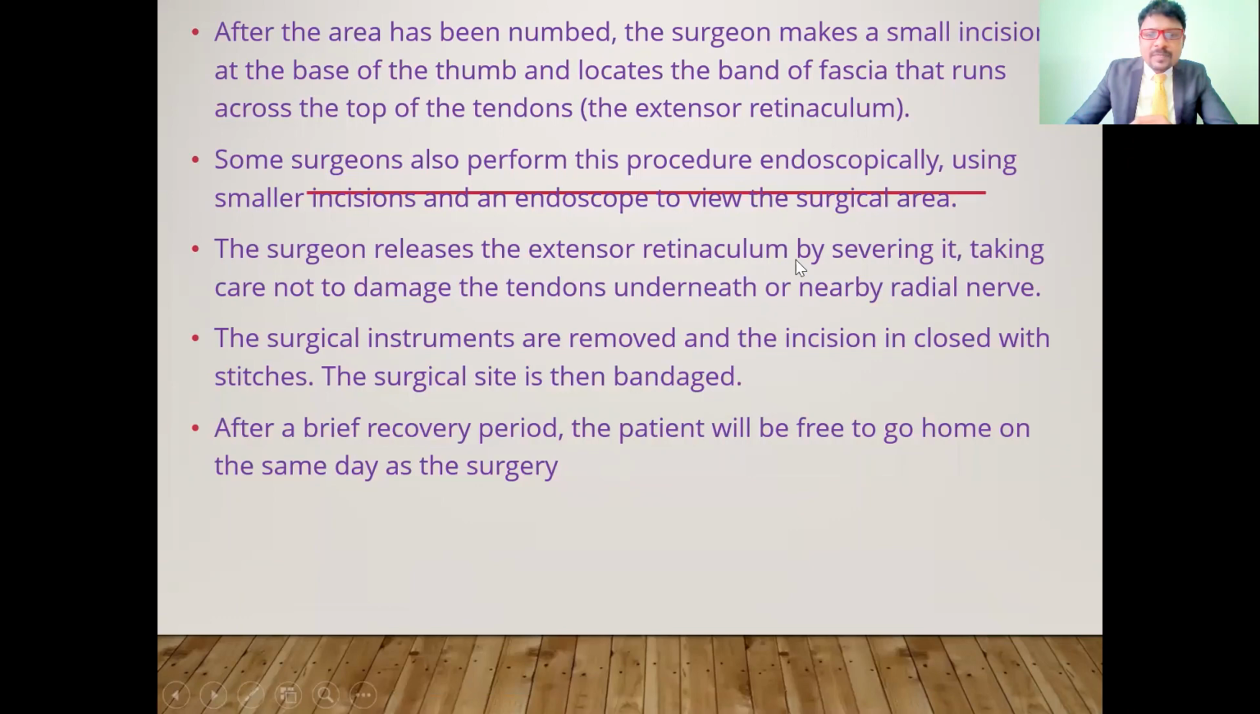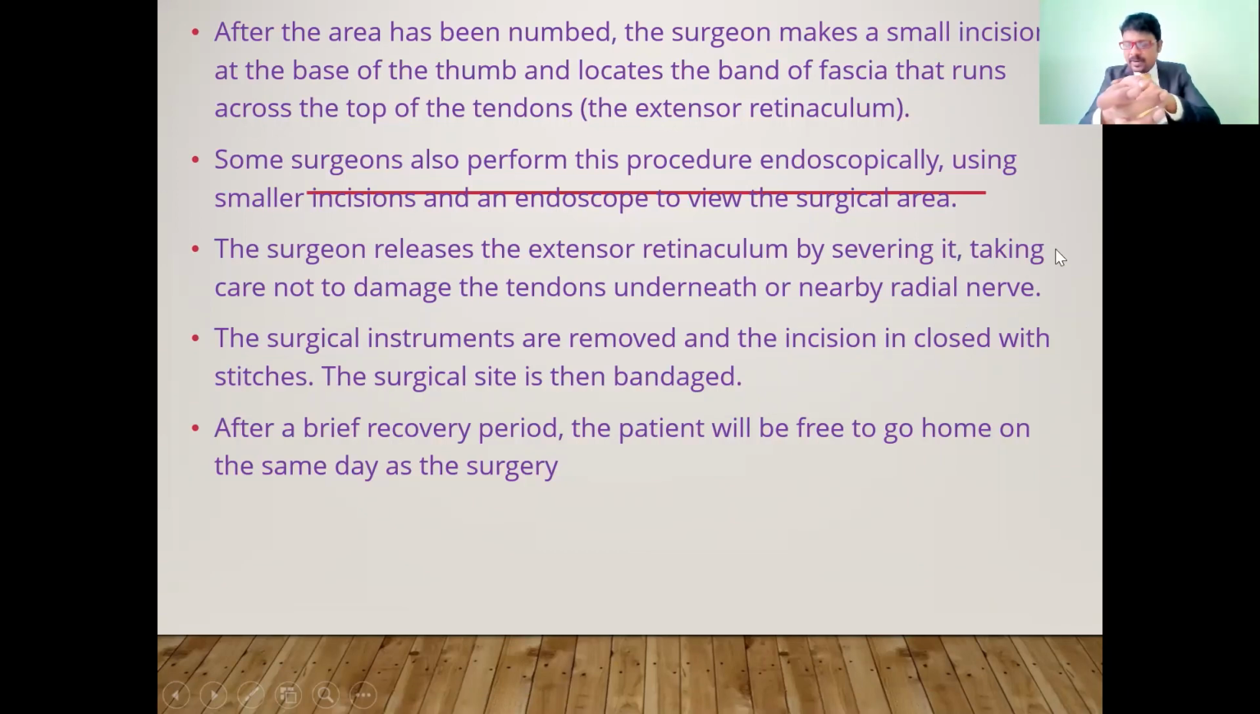Some surgeons also perform this procedure endoscopically, using small incisions and an endoscope to view the surgical area, instead of open surgery, depending on the surgeon's decision. That means they insert a small flexible tube with a camera into the tendon region to resect the fibrous tissue. Surgeons release the extensor retinaculum by severing it, taking care not to damage the tendons underneath or the nearby radial nerve.